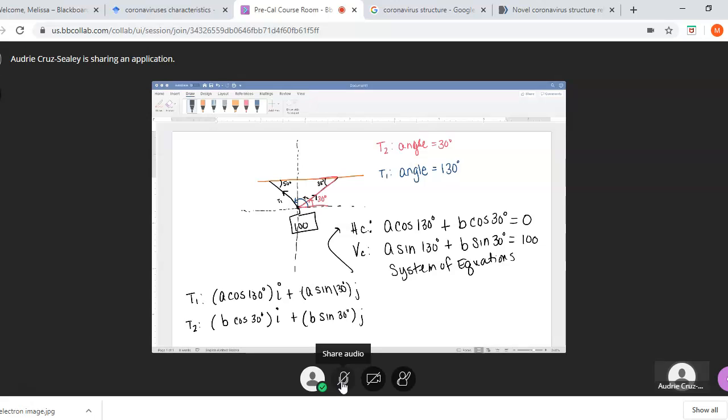So with me, I would set up a matrix. That's probably the easiest way to go. And so this would be cosine of 130. Make sure you're in degree mode. Cosine of 30, 0. Sine of 130, sine of 30, 100. And I'm going to put this in my calculator and I'm going to RREF it. Let me see if it comes out good.